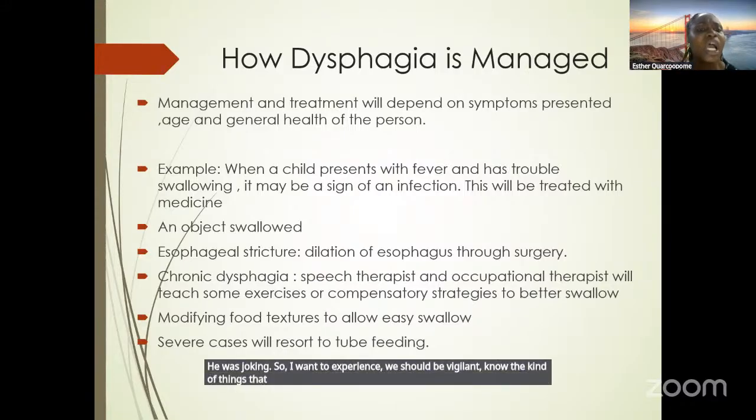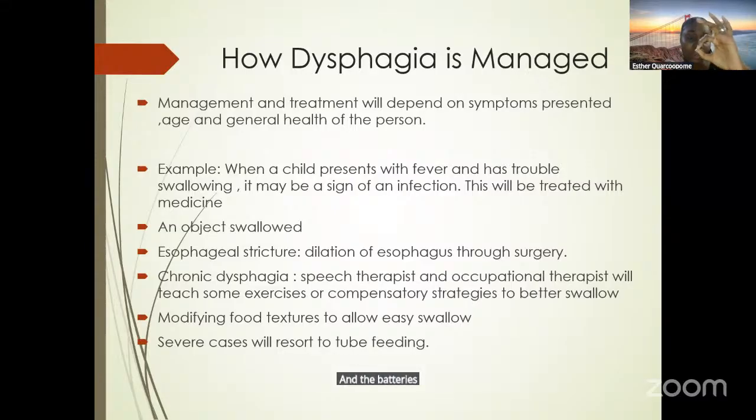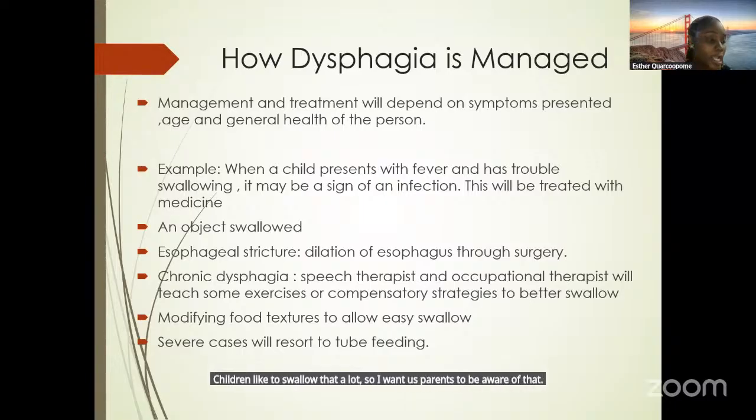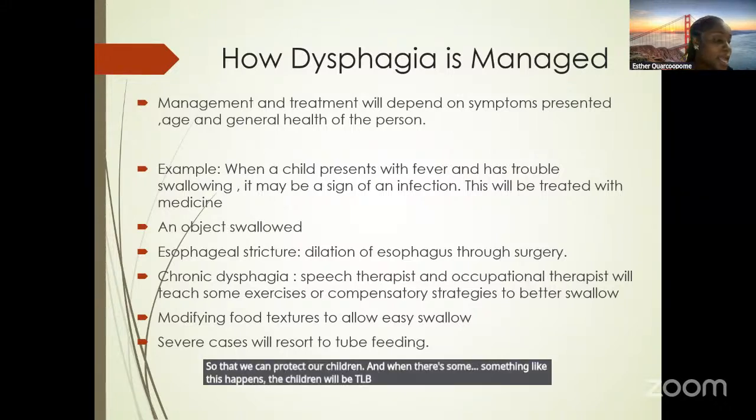So I want us as parents to be vigilant to know the things that are around. Batteries and coins are a lot, and the batteries, the round ones, we have the round batteries, very, very small. Children like to swallow that a lot. So I want us parents to be aware of that so that we can protect our children.